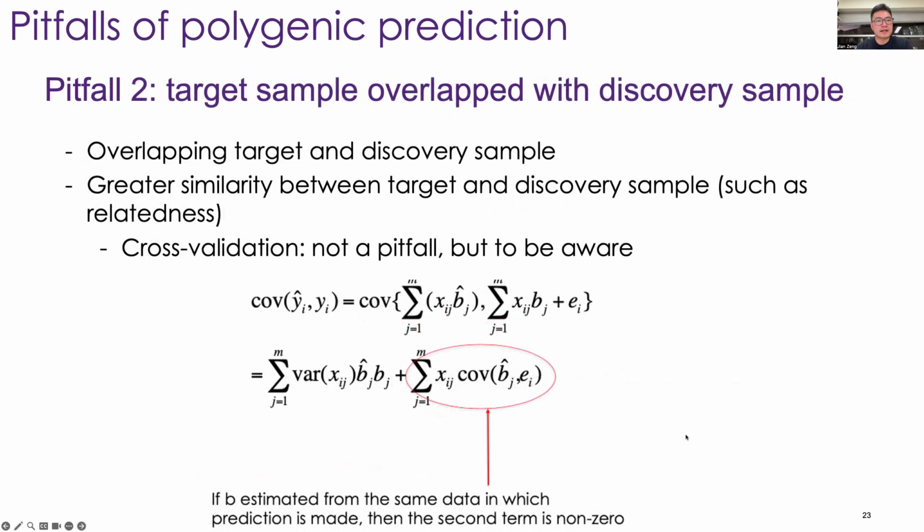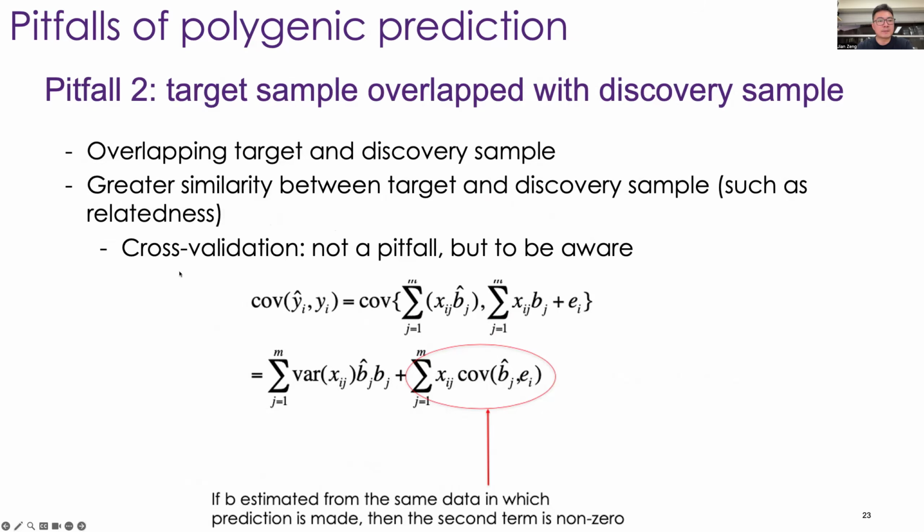The second pitfall is that you are not doing the within-sample prediction, but the target sample is partially overlapped with the discovery sample, and that could also inflate the prediction accuracy. A less obvious case is that although the target and discovery samples are different samples, they have a greater similarity. For example, they are genetically related. And if the goal is to predict someone like a random person in the street, using training samples that include genetic relatives of the target sample would inflate the prediction accuracy.